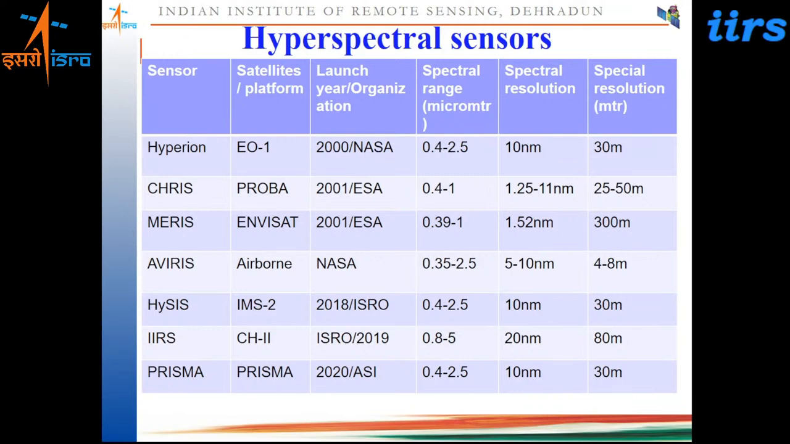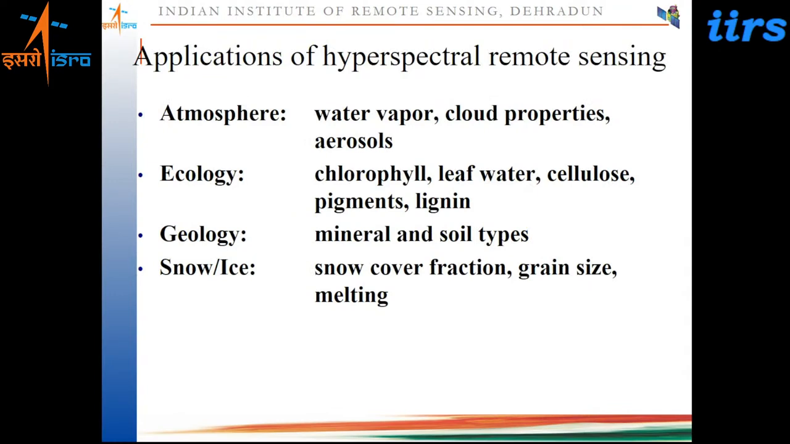Now, what are the applications? The applications other than geology are also numerous. For the atmosphere, there are water vapor, cloud properties and aerosols. For ecology, chlorophyll, leaf water, cellulose, pigments, lignin, all these things. For geology, identification of minerals, identification of lithology, different soil sciences, then different mining applications. For snow and ice, snow cover fraction, grain size and melting, all those applications are there with the snow.